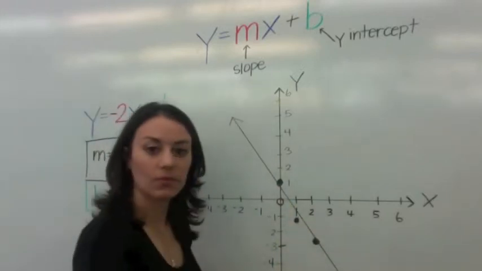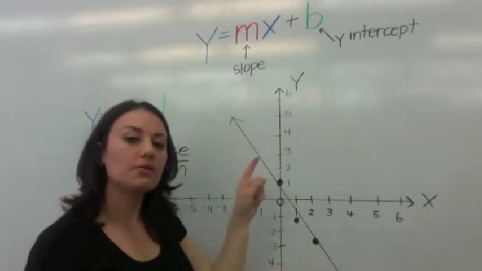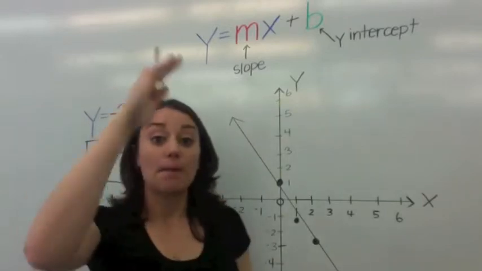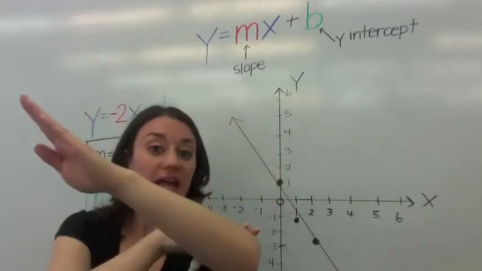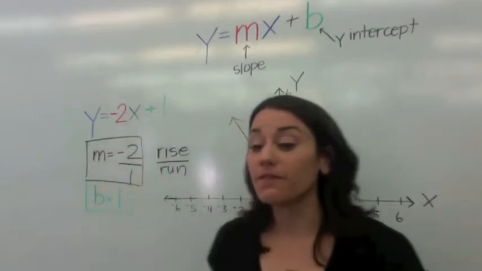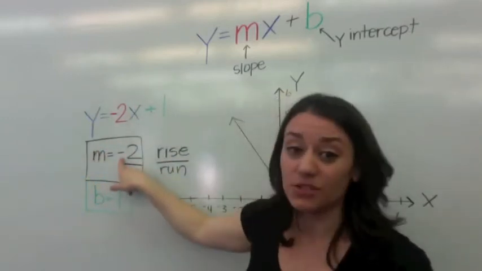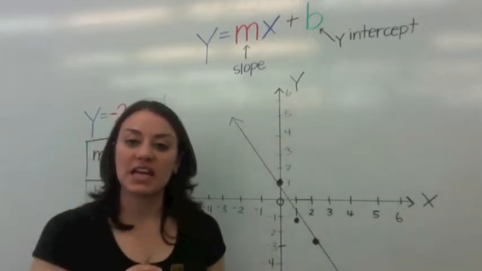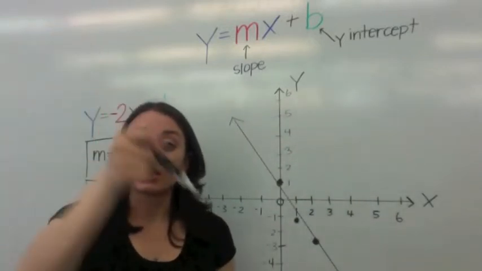Okay? So, what do you notice about this slope? Is it positive or negative? This is negative slope. And how do you know that? Well, if you looked at what m was, isn't that -2? Yes. So it's already telling you the slope is negative, so it goes down.